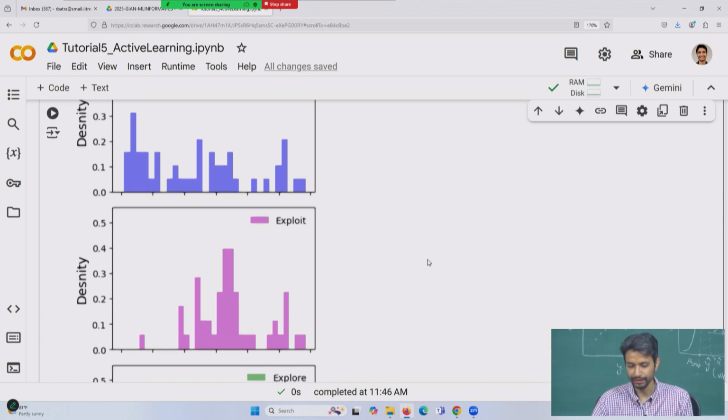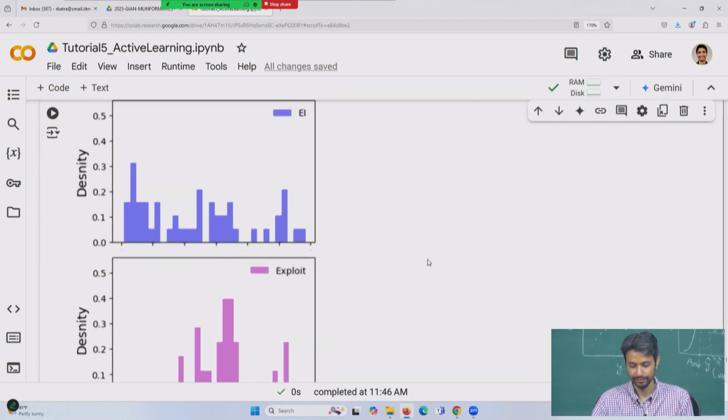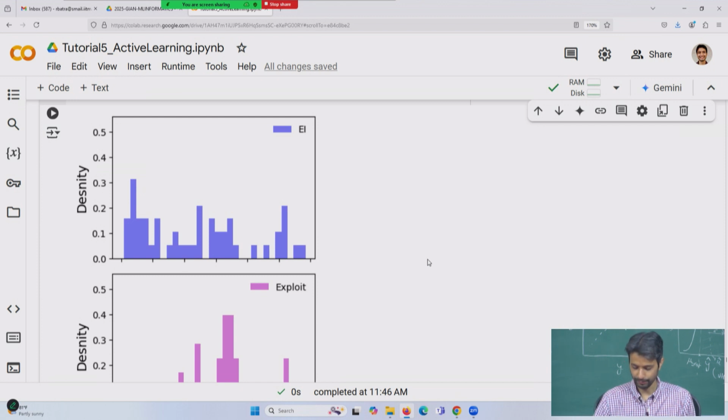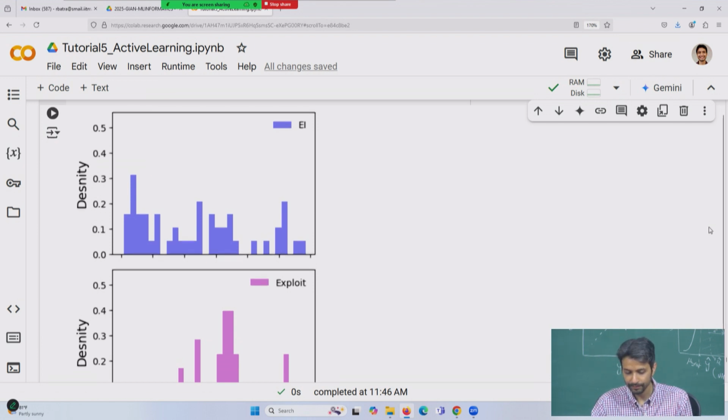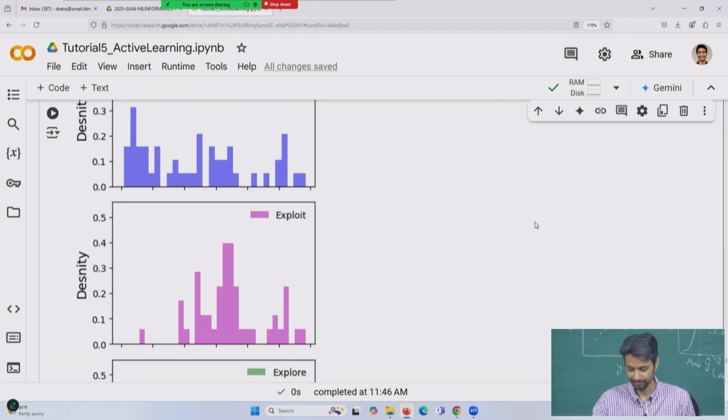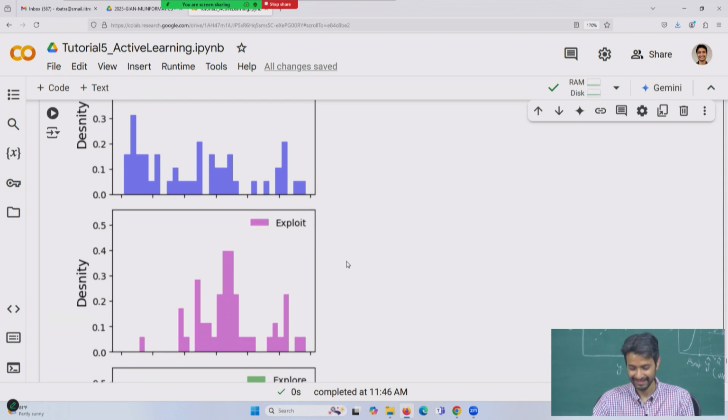What happened? Something happened. So I want to bring it in the same plot, same frame, but I am not able to do it. Maybe you guys can. Where is this thing? Okay, let's see if I can.